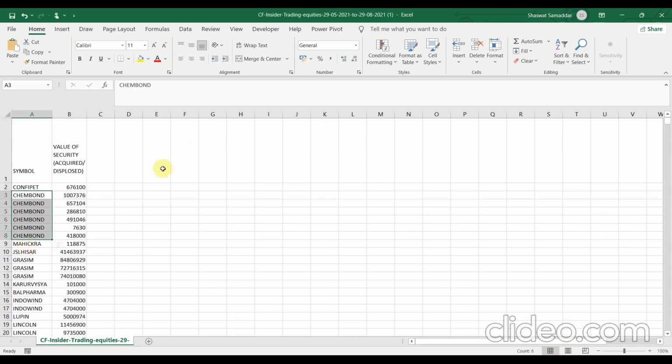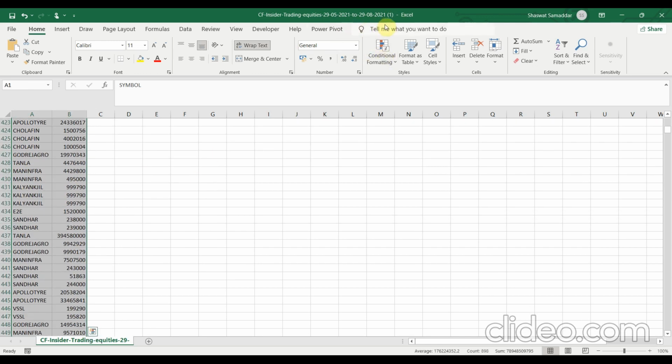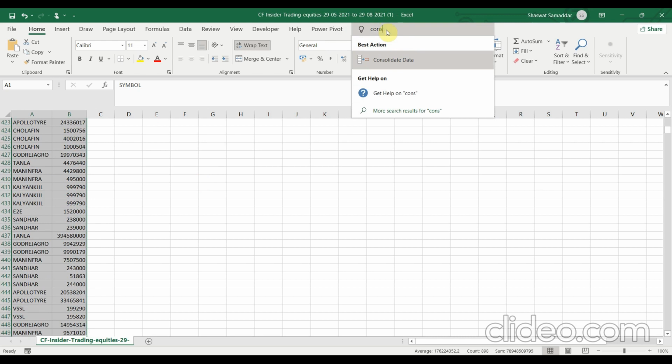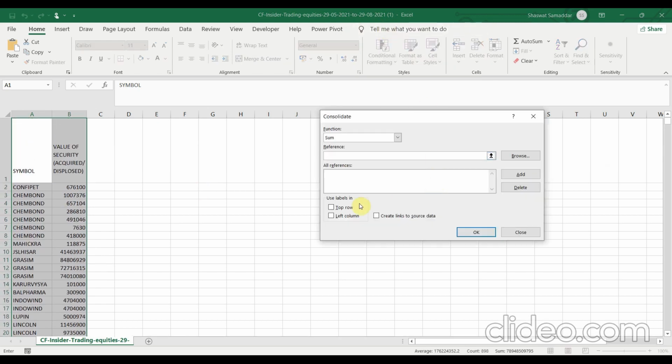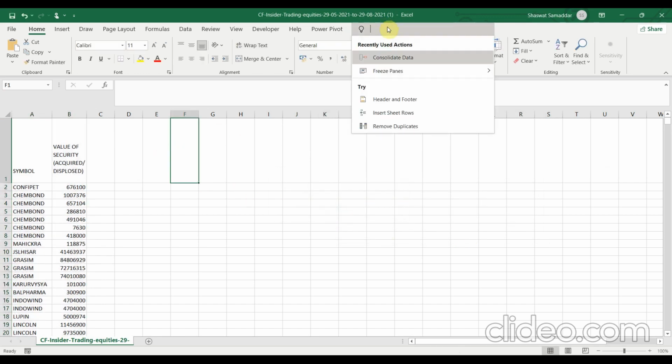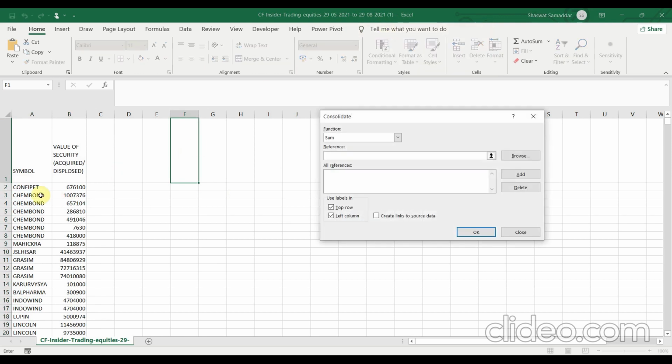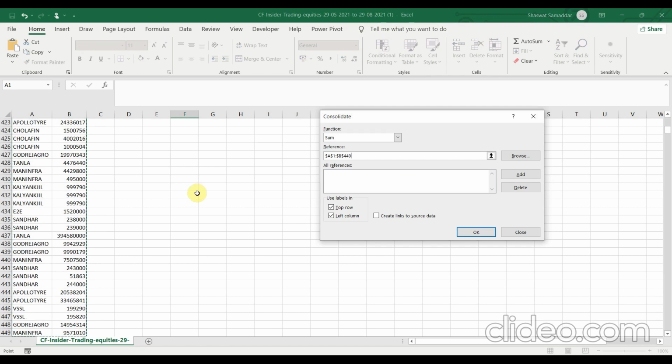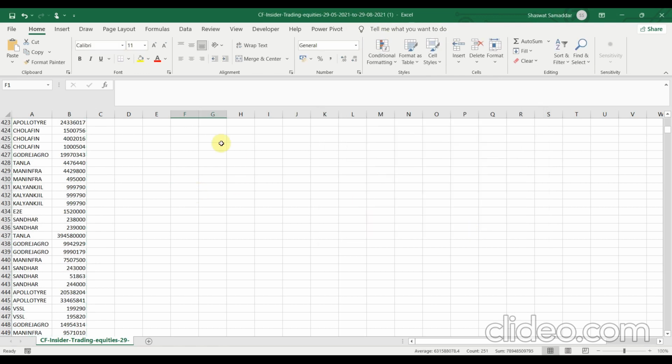Now we want a consolidated form of the data in this table to make our analysis easy. So I'll go ahead and select these two columns and go to consolidate data, and I want the top row left column. I'll select, all right, sorry. I should have gone to consolidate data first and then selected these two columns. I want the top row left column here. Okay.